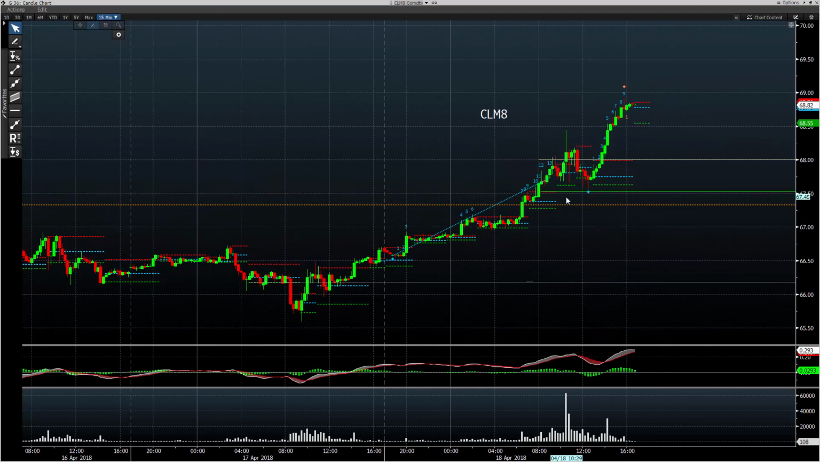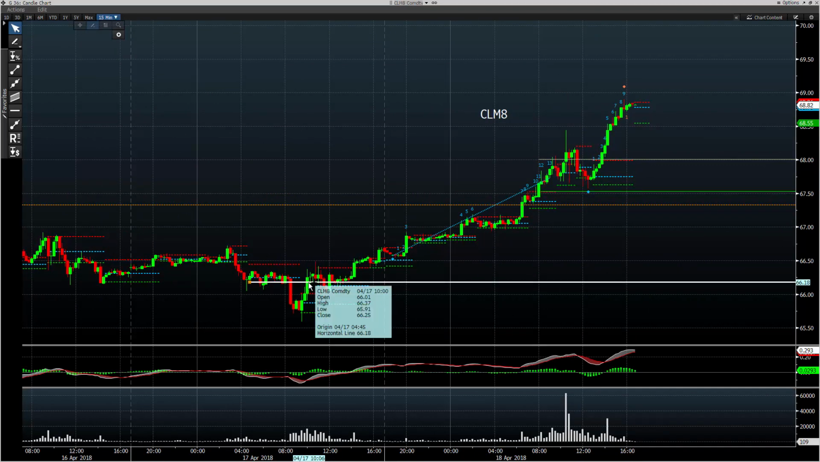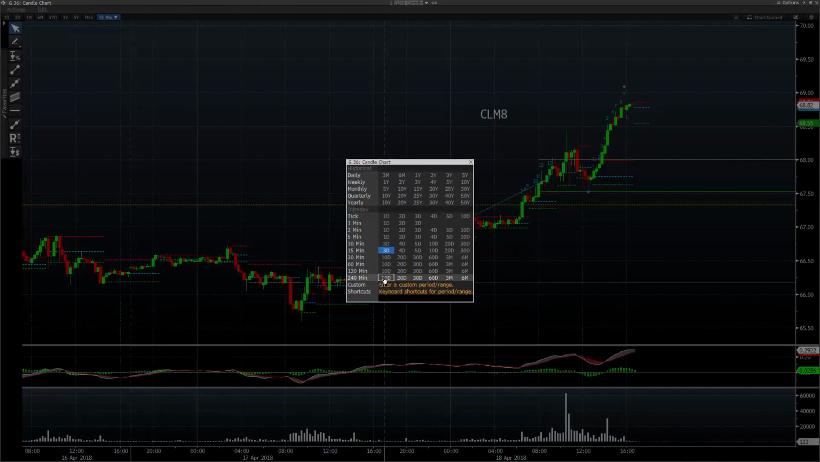That is not the only move on the board. Again, where did this bias go long? This bias went long yesterday at 66.20. We are now at 68.80. One contract, that is a $2,600 move. Now, I understand from a day trading perspective, you're not looking to hold on to something overnight. What I'm trying to show you is that from a positional standpoint, these are the moves that are available.